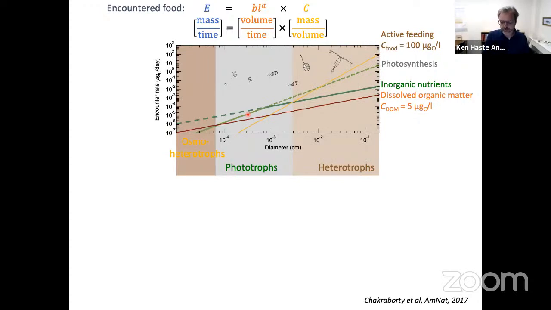But there's more to it. Let's look at this size range here. In this size range, you are best off if you actually feed on smaller organisms. But think about it here. The food you're getting has a carbon and nutrient ratio that's about the same as yourself.